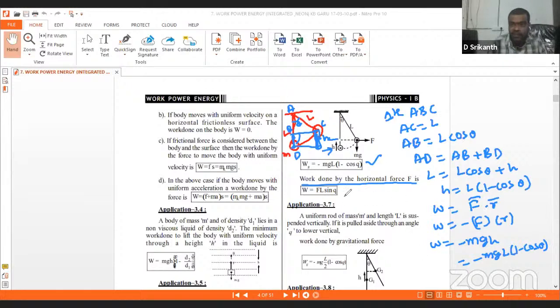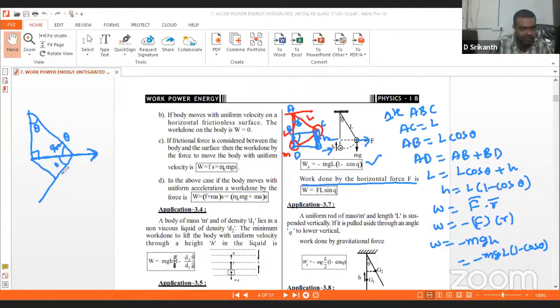Okay, H is equal to L into 1 minus cos theta. Due to the applied force, it is horizontal. We are applying it horizontally like this. And here we have theta. This is theta, and this is the horizontal. Here it is theta, meaning 90, and this one is 90 minus theta. Now if I draw a perpendicular here, it is 90 minus theta.